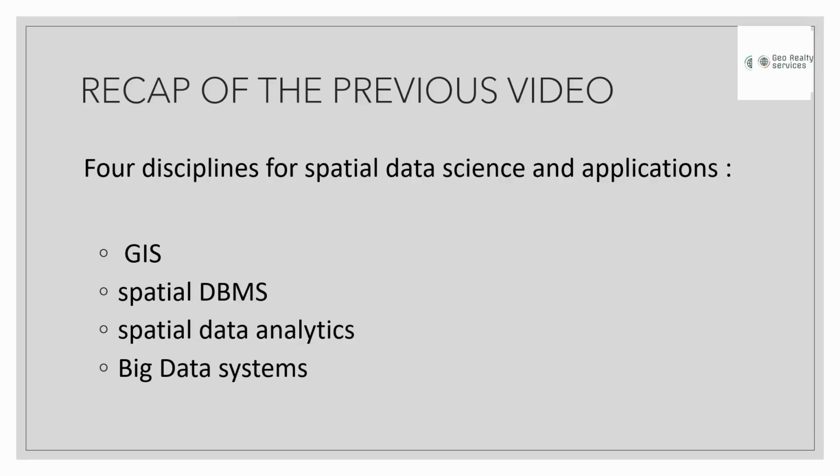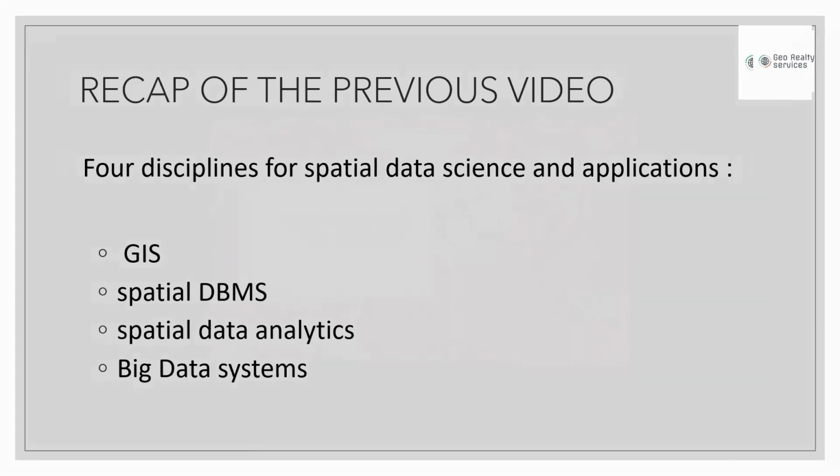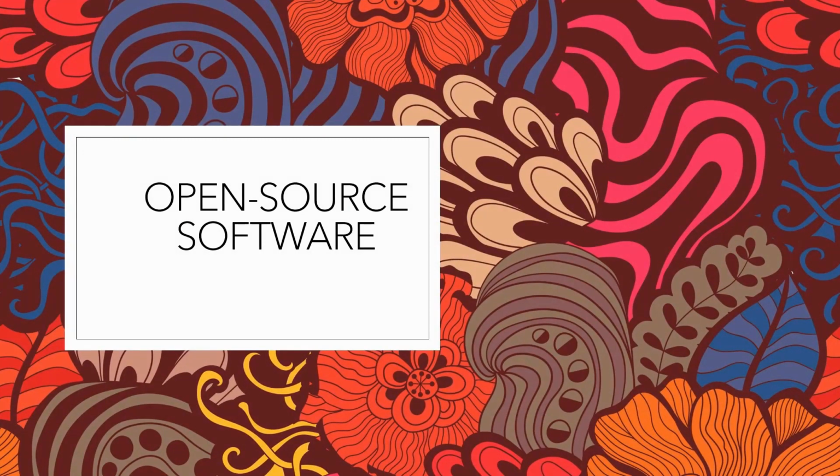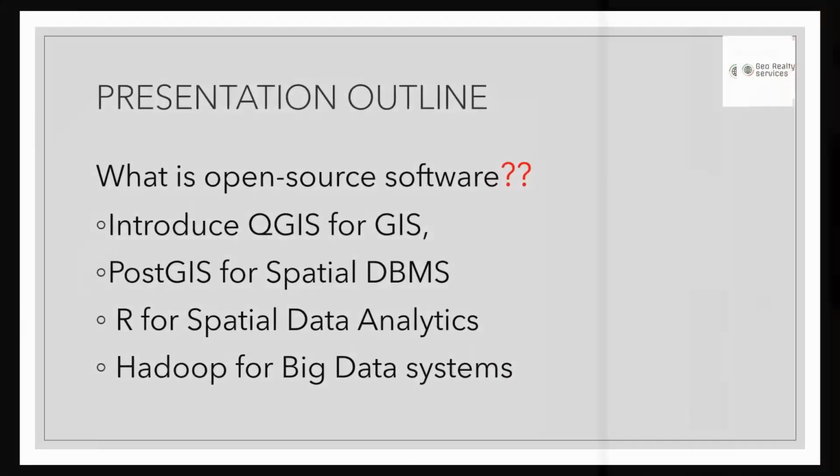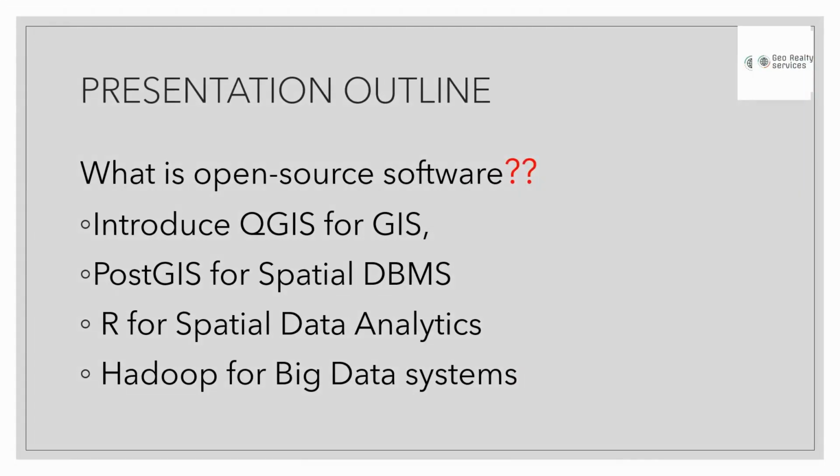In this lecture, we are going to learn about open source software for each of the disciplines discussed in the previous video. Let me specifically give you an outline of the lecture. The outline of this lecture will entail what is open source software. This will involve a brief introduction to open source software, and then introduce QGIS for GIS, PostGIS for Spatial Database Management System, R for Spatial Data Analytics, Hadoop for Big Data System.